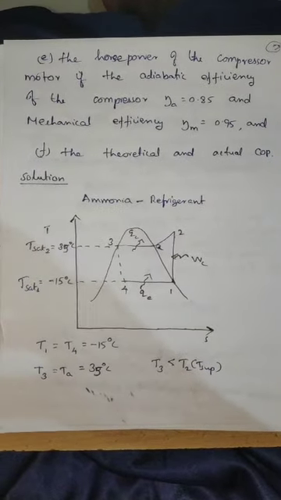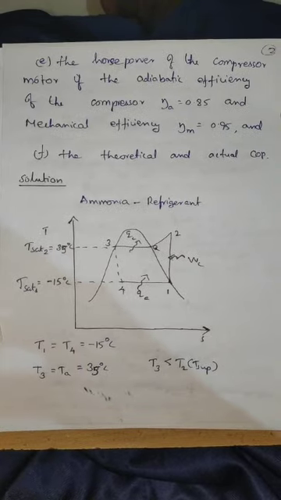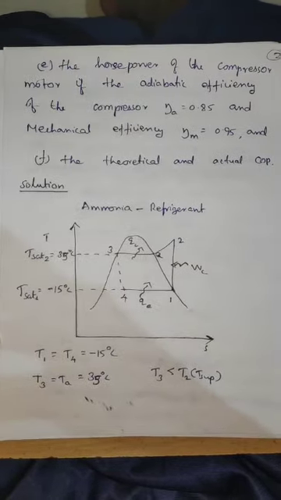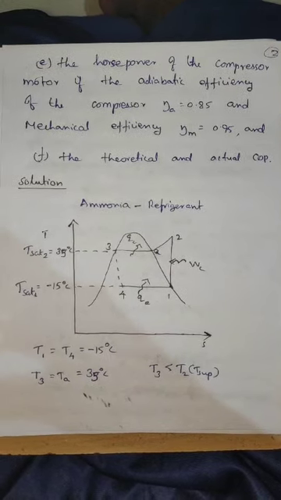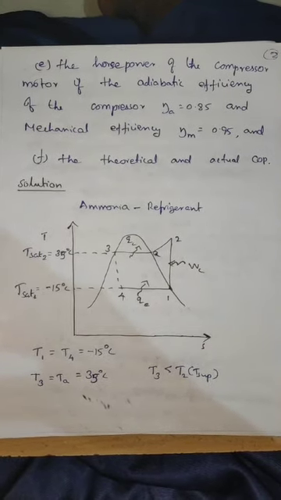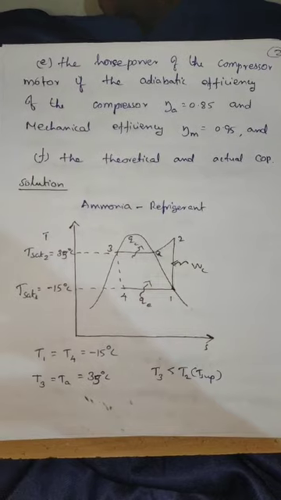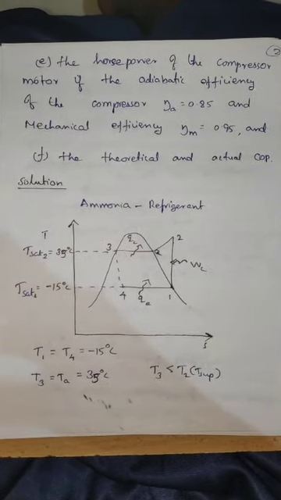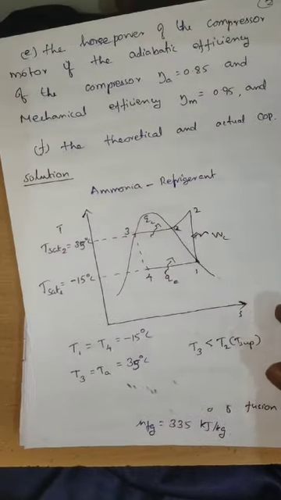and the horsepower of the compressor motor if the adiabatic efficiency of the compressor is 0.85 and mechanical efficiency is 0.95, and the theoretical COP of the cycle. Okay, this is the problem. The corresponding TS diagram is this.